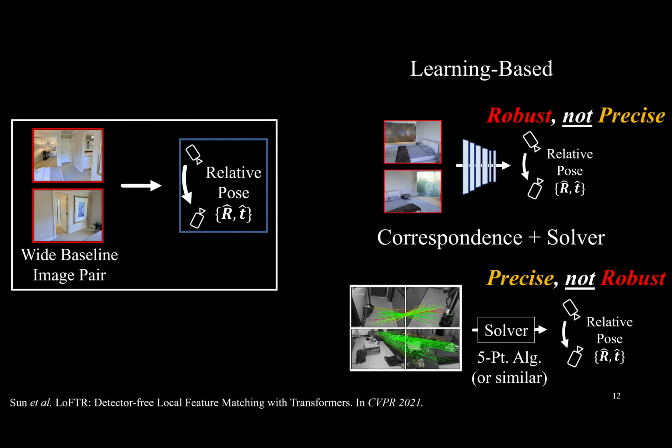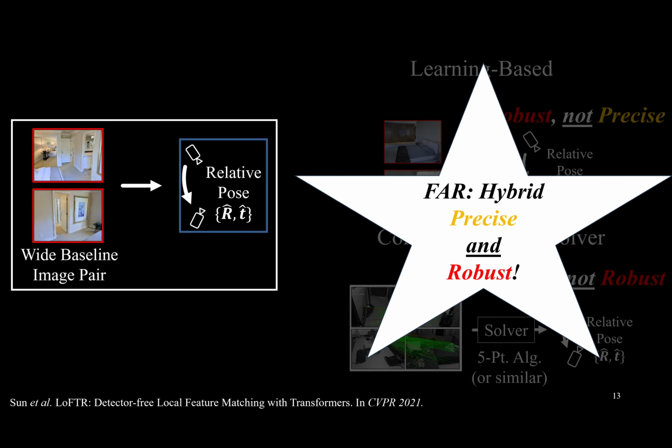How do we deal with these complementary attributes? FAR proposes to take strengths of both to create a precise and robust system. The idea is that the classical geometry of a solver can be used to aid a learned system.